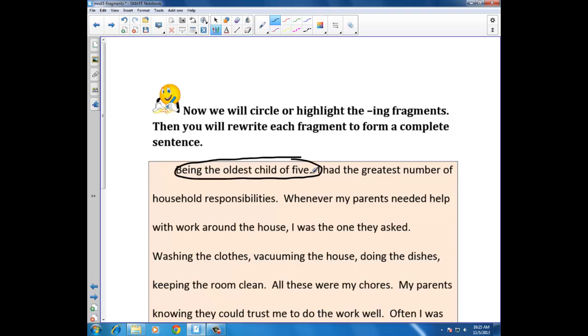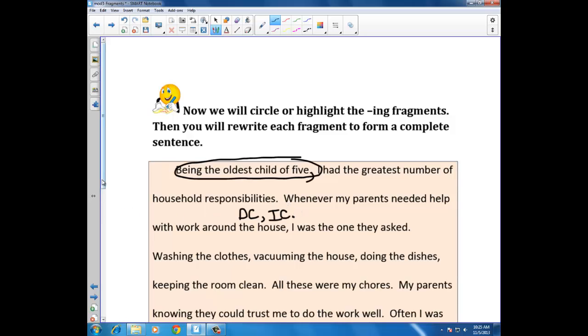You should make the connection here by putting a comma after the word 5, and you get, being the oldest child of 5, I have the greatest number of household responsibilities. Whenever my parents needed help with work around the house, I was the one they asked. This sentence is correct because it has the dependent clause, whenever my parents needed help with the work around the house, a comma and an independent clause. That is a correct sentence.